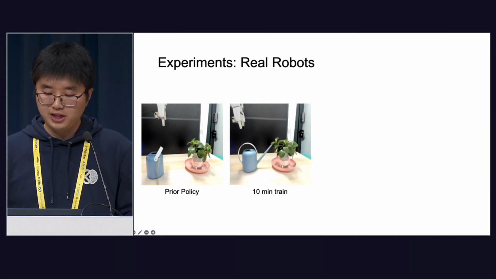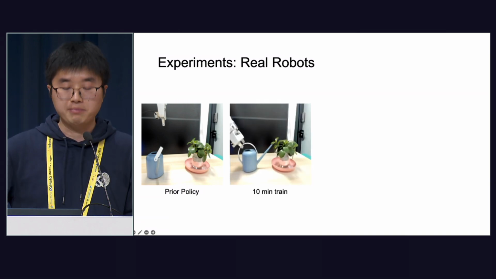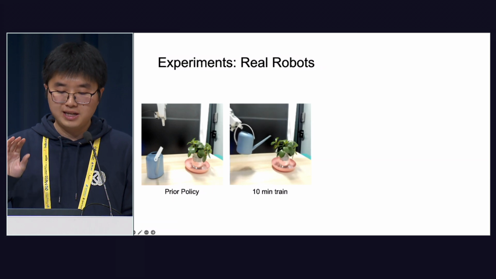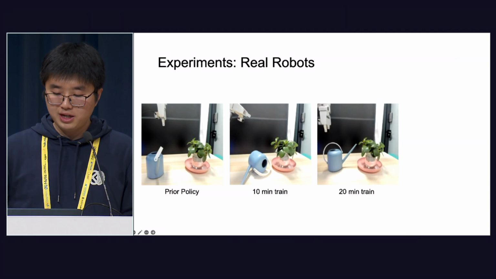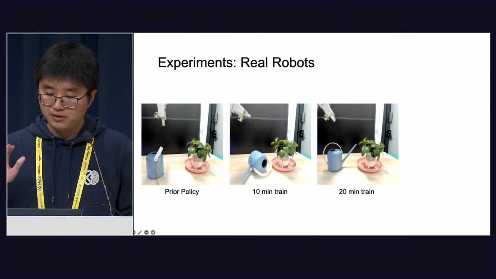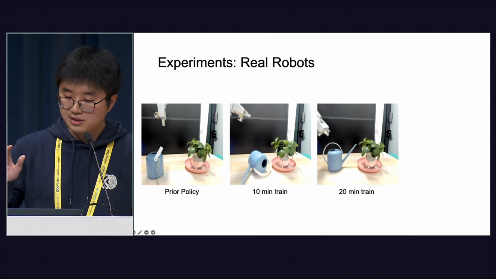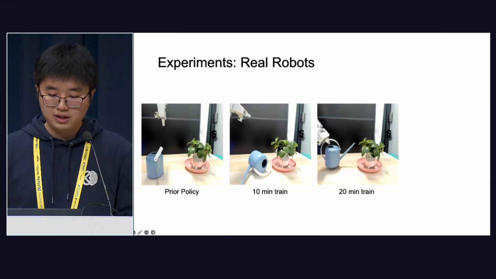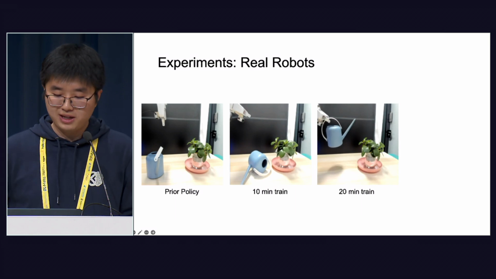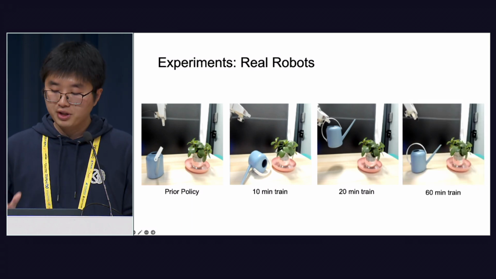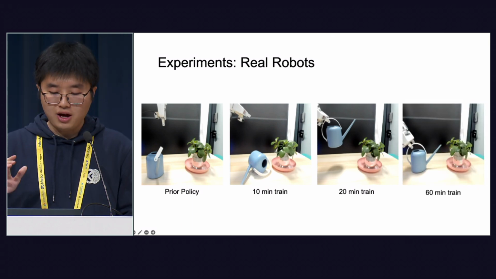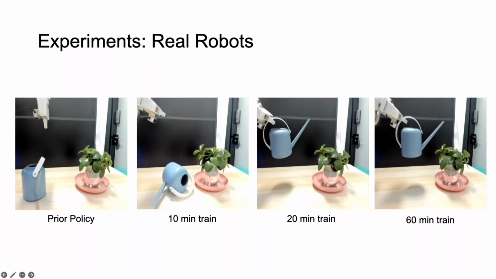After 10 minutes of training, the agent can learn to pick up the kettle, but it cannot hold it firmly so that it drops down. After 20 minutes of training, the agent can hold the kettle firmly and stably in the air, but it still makes no success. After 1 hour of training, the agent can finally water the plants in a better manner.